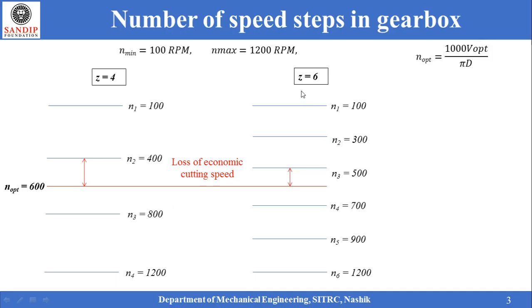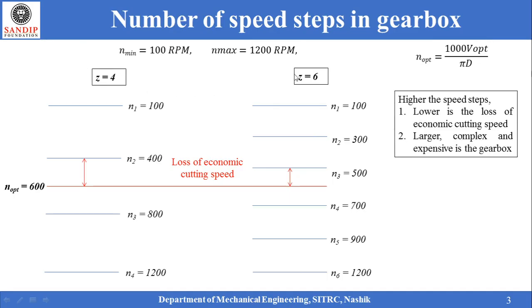A gearbox having larger number of speed steps will always have a speed step very close to the optimum spindle speed. Therefore, it results in lesser loss of economic cutting speed across its speed range as compared to a gearbox having lesser number of speed steps. Thus, we can conclude that higher the speed steps, lower is the loss of economic cutting speed. However, the gearbox will be larger, complex and expensive.